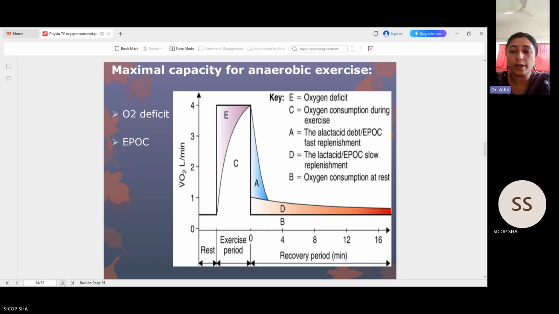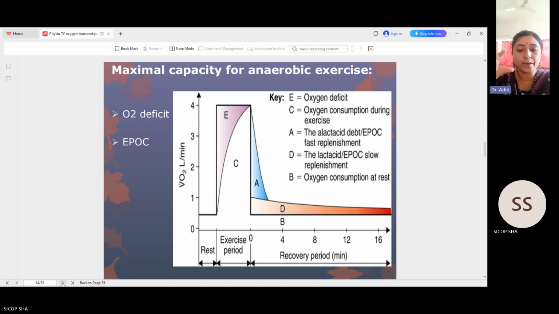So the initial time period when the activity has increased, but oxygen has not yet been delivered to meet that activity limit, is when the oxygen deficit occurs. Then the delivery of oxygen will start properly and try to meet the energy demands. So the initial portion is called oxygen deficit.